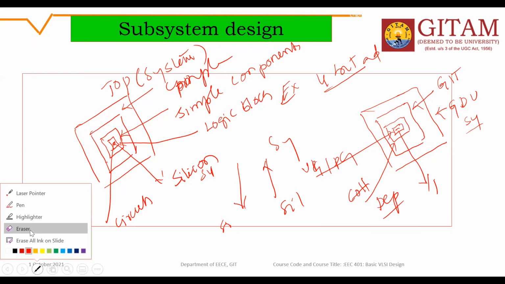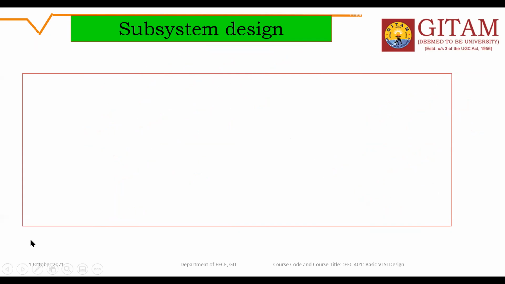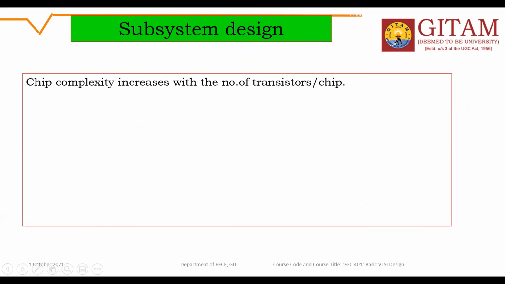Okay. So next one, chip complexity. Chip complexity means the number of components. So the chip complexity always increases with the number of transistors per chip. If the number of transistors increases, generally the chip complexity also increases. So more components, more complexity.